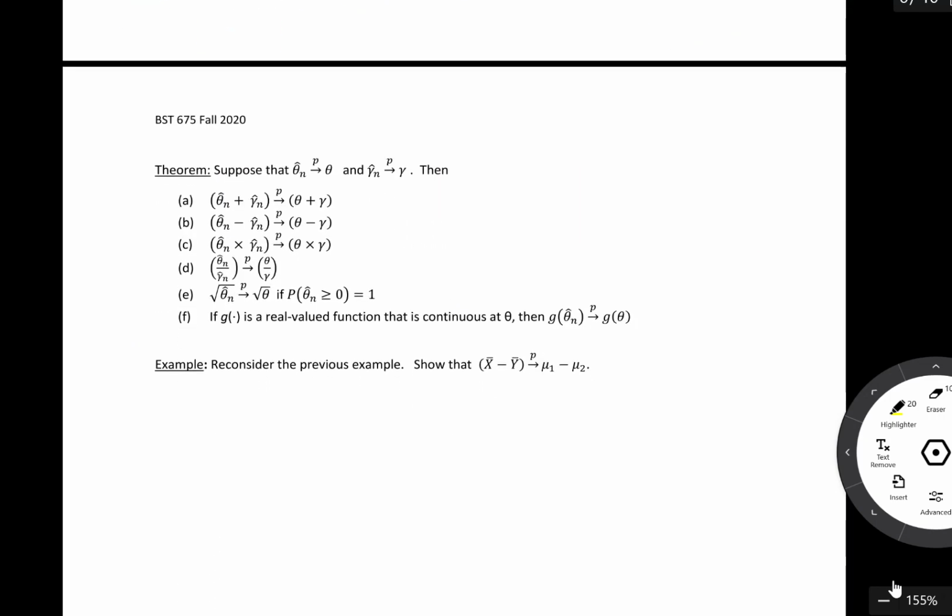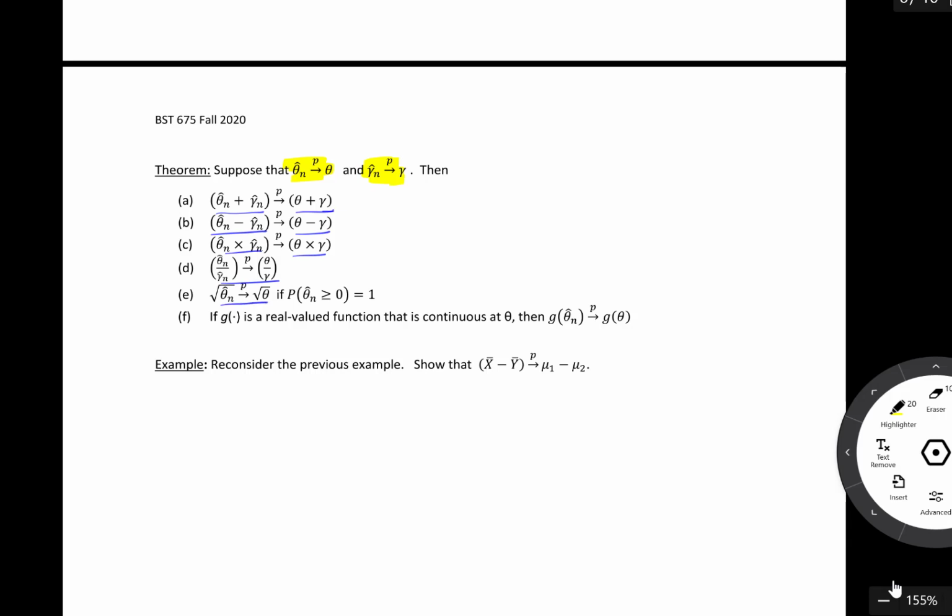Here is a useful theorem in terms of convergence in probability. So suppose that we have two estimators, theta hat n and gamma hat n. And suppose that theta hat n converges in probability to theta and that gamma hat n converges in probability to gamma. Then we can look at several functions of theta hat n and gamma hat n and determine their convergences in probability. So for example, in part A, we look at theta hat n plus gamma hat n. We see it converges in probability to the sum of the two parameters. Similarly when we look at subtraction, multiplication, and division.